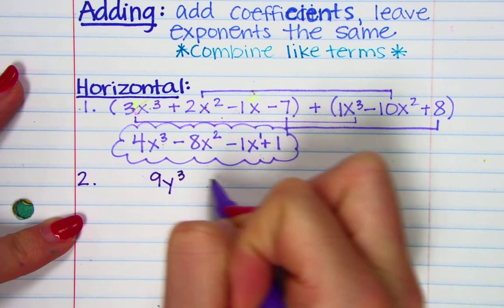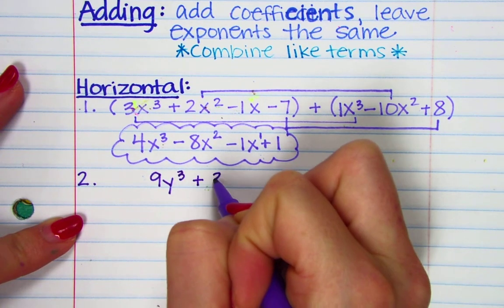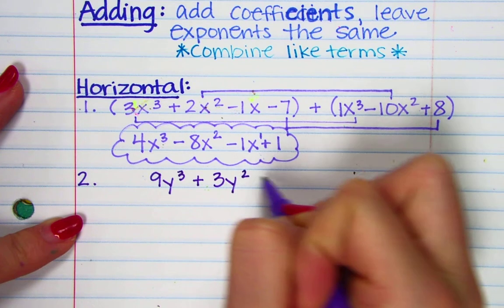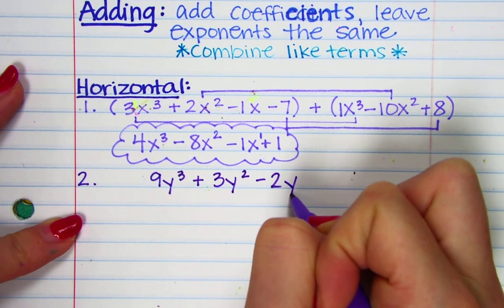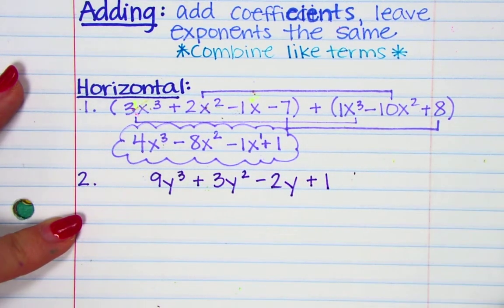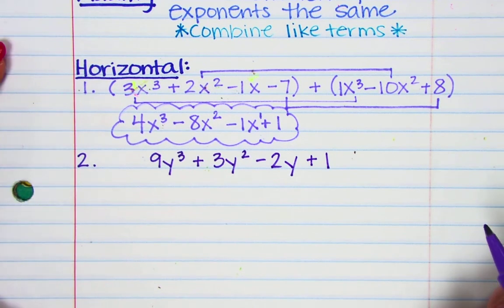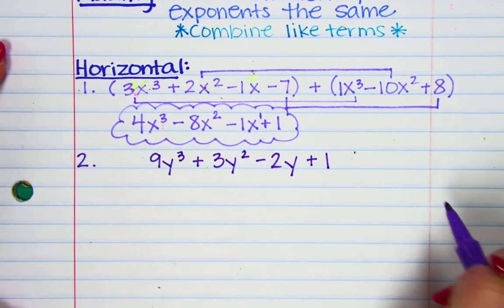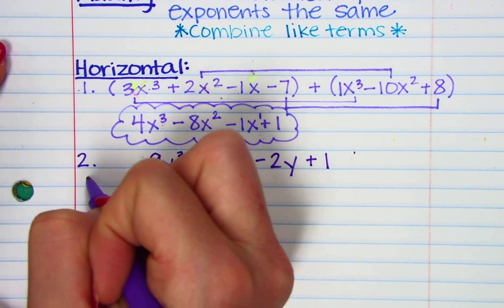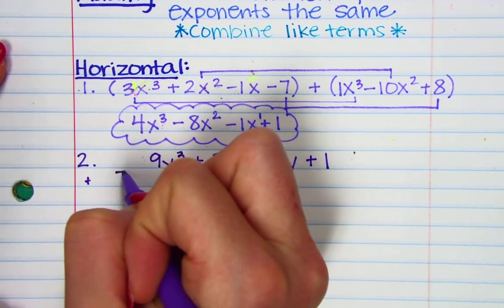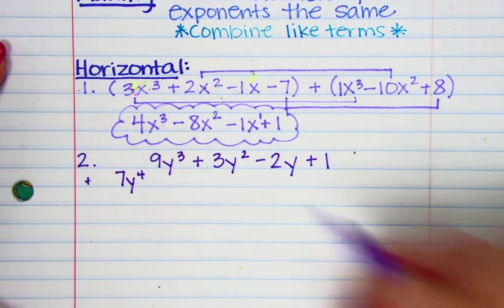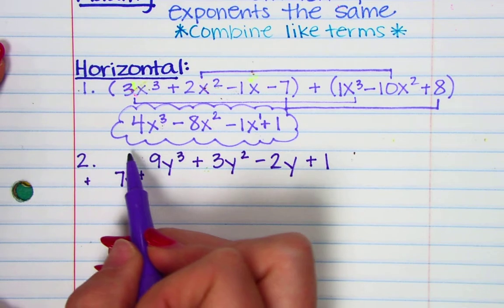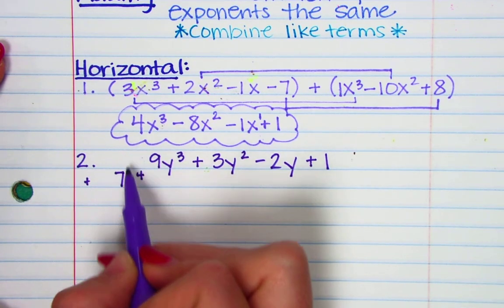y cubed plus 3y squared minus 2y plus 1. Right, and then I'm going to add that with 7y to the 4th power. Okay, I don't have a 4th power on the top, so I'm going to put it out here. That's why I left a little space so that I can put it out here underneath its own thing.